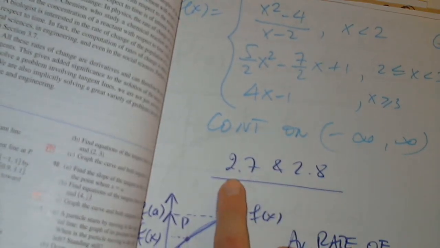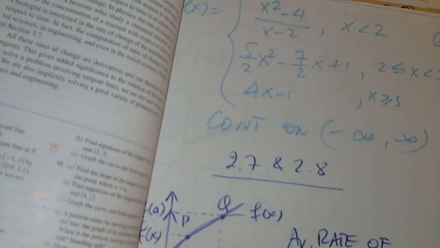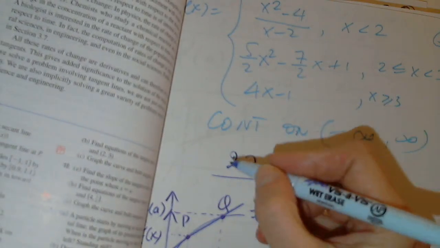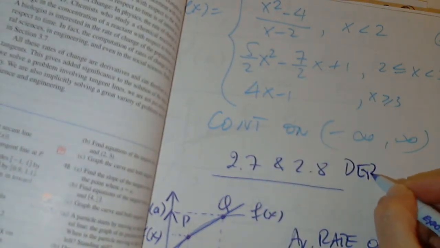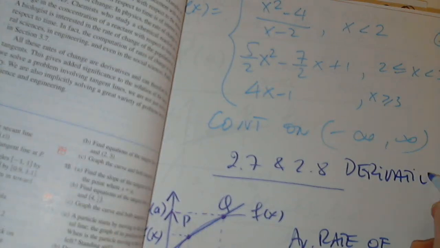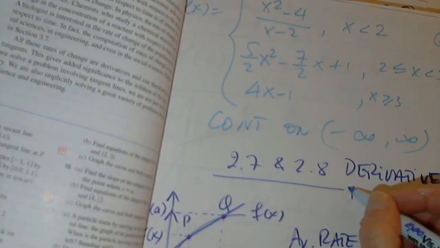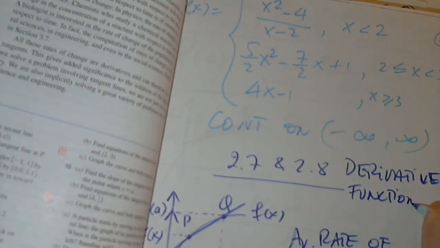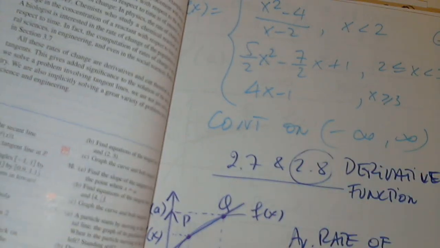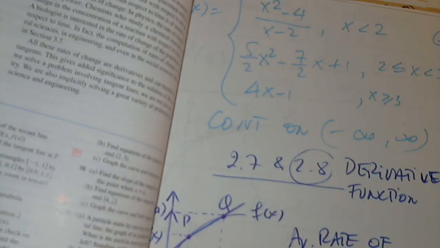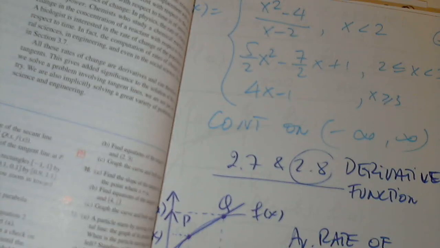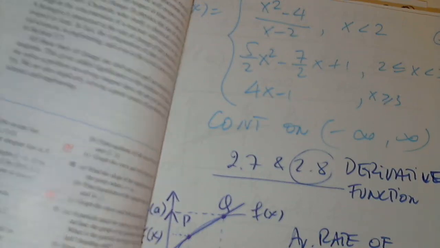And this one is rates of change and tangents. They're both together. So derivatives, or the derivative function. That's 2.8. And 2.7 is back to the first section, but with the limit operator. Okay, thank you for your patience with that.